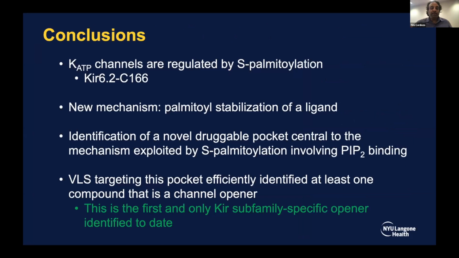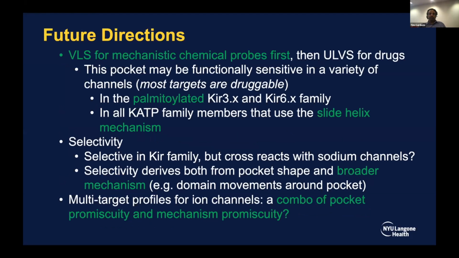So conclusions: the KATP channels are regulated by S-palmitoylation. That's a new finding. We propose this mechanism that the palmitoyl stabilizes a ligand. So that's a mechanism that hadn't been thought of before. And that identifies a novel druggable pocket central to the mechanism. And the VLS targeting this pocket efficiently identified at least one compound that's a channel opener. This is the first and only KIR subfamily specific opener identified to date. So it shows the power of following the mechanistic clues in the structure to drug so-called undruggable targets.